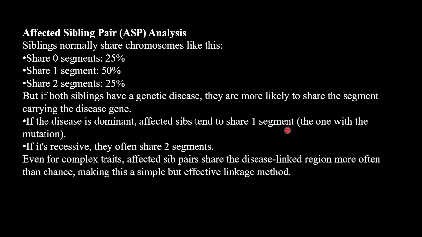But if both siblings have the genetic disease, they are more likely to share the segment carrying the disease gene. If the disease is dominant, affected siblings tend to share one fragment, the one with the mutation. If it is recessive, they will share two segments. For example, beta thalassemia is recessive, so both alleles should be shared. But polydactyly is dominant, so one allele is enough to cause the disease. Even for complex traits, affected sibling pairs share the disease-linked gene region more often than chance.